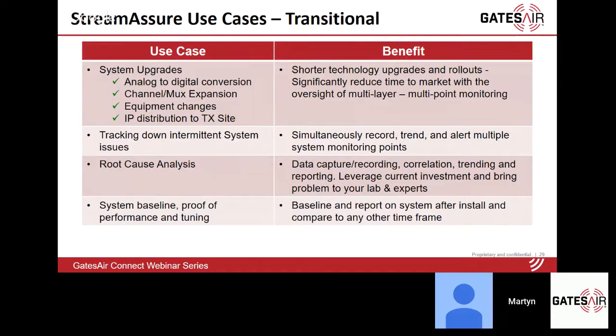Root cause analysis is a terminology often used but difficult to implement. This certainly helps you do that because you can capture the data, you can record it, you can correlate it, you can look at trending, and you can look at all that data at any point in time and see exactly what happened. And then there's system baseline, proof of performance and tuning. So basically you can see where you were at the beginning when you first installed the system to today and see if anything has changed. You can see if things are still in alignment and working correctly.